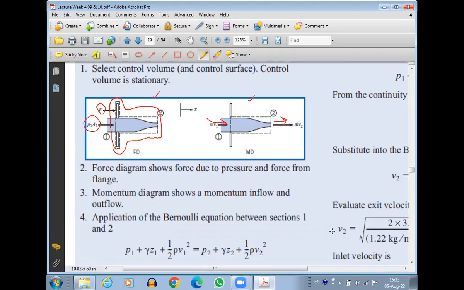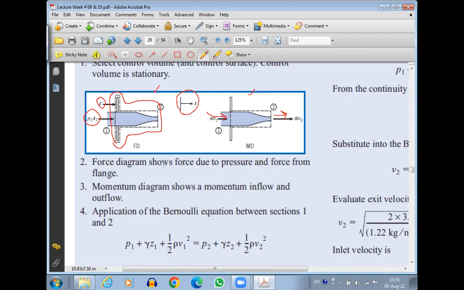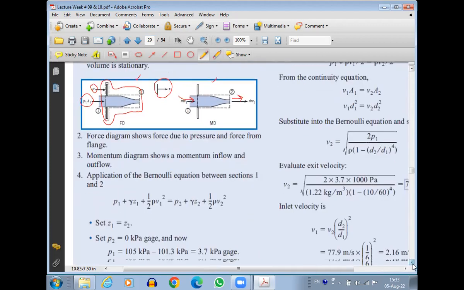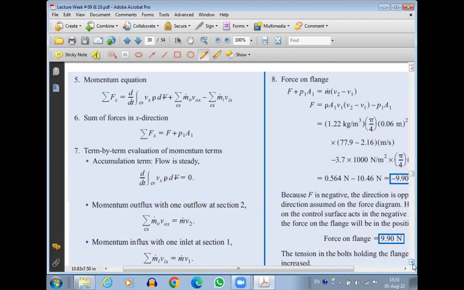Now if you look at this problem, we have no momentum and no force in the y direction or z direction, just one direction forces, one direction flow. So we are going to use the momentum equation only in the x direction. We are going to just use the x component of the momentum equation. Now let's have a look at the x component of the momentum equation. Now here, what do we have?